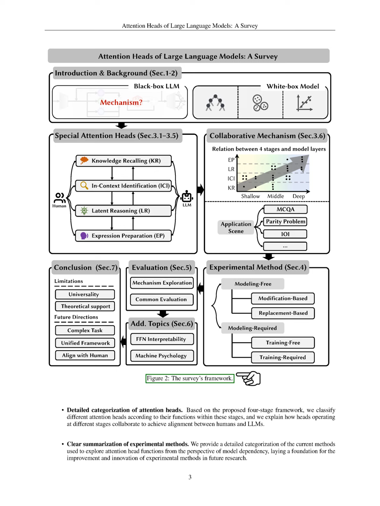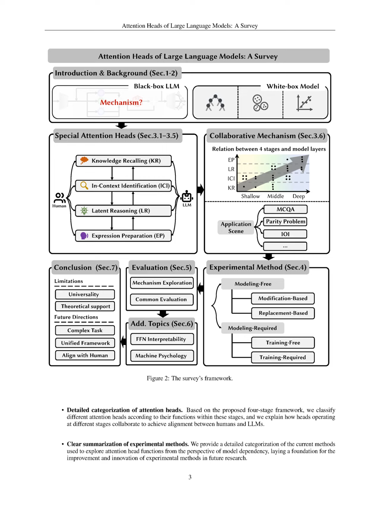We will now draw an analogy between these 4 steps and the mechanisms of attention heads, noting that LLMs exhibit strong contextual learning abilities and have various practical applications. Consequently, the functions of known special attention heads mainly focus on the ICI and LR stages, with fewer heads involved in the KR and EP stages.